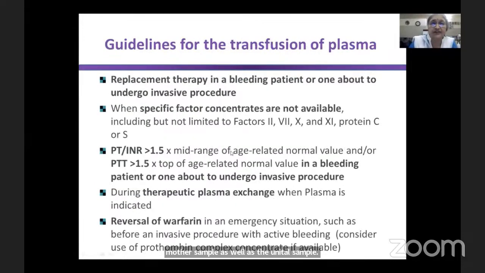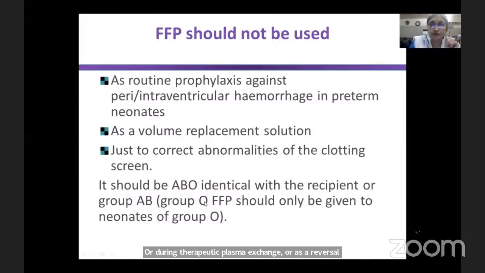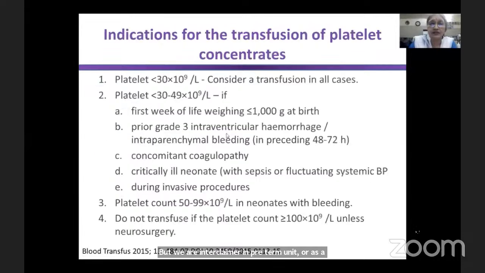Now, when we need to give fresh frozen plasma as a replacement of the coagulation factors in a bleeding patient or one who's about to undergo an invasive procedure and is having a coagulopathy, or whenever specific factor concentrates are not available, or PT-INR is more than 1.5, PTT more than 1.5 in a bleeding patient or one who's undergoing an invasive procedure, or during therapeutic plasma exchange or as a reversal of warfarin. But please do not give FFP as a routine prophylaxis against peri or intraventricular hemorrhage in preterm neonates, or as a volume replacement solution, or just to correct abnormalities of the clotting screen.